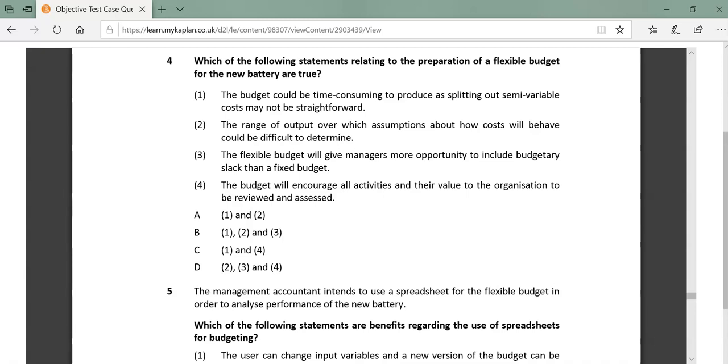The issues we do have, though, is that over certain outputs you're making assumptions. First of all, you're ignoring the learning process, the fact that variable costs are actually falling as you increase output, and that costs start to increase maybe due to diseconomies of scale. So there's an issue there. And then the budget could be time consuming to produce, and splitting out semi-variables may not be straightforward. So the truth is that 1 and 2 are your strongest options here in terms of understanding the behavior of costs.